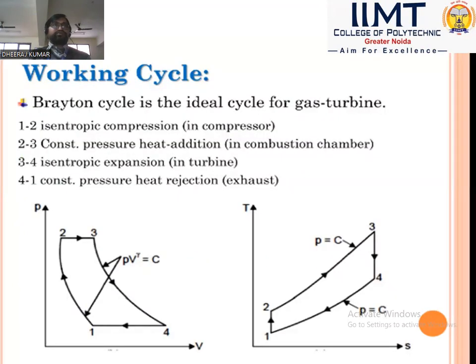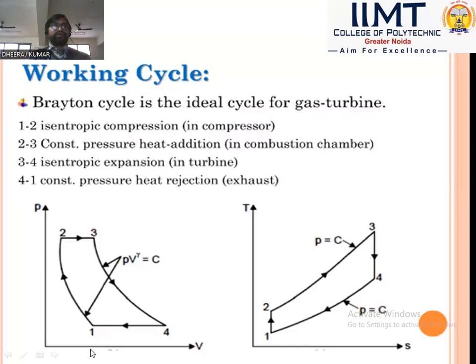A gas turbine works on the Brayton cycle. In a Brayton cycle, there are four thermodynamic processes. Process 1 to 2 is a reversible adiabatic compression process, or isentropic process. Process 2 to 3 is a constant pressure heat addition process. Process 3 to 4 is a reversible adiabatic expansion process, or isentropic expansion process. Process 4 to 1 is a constant pressure heat rejection process. These are the four thermodynamic processes used in a Brayton cycle or gas turbine.